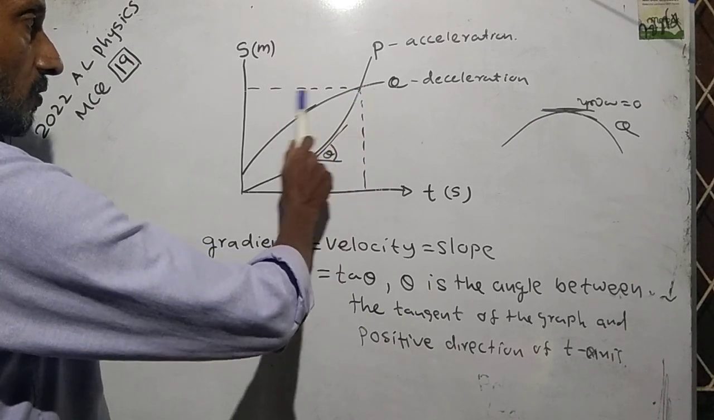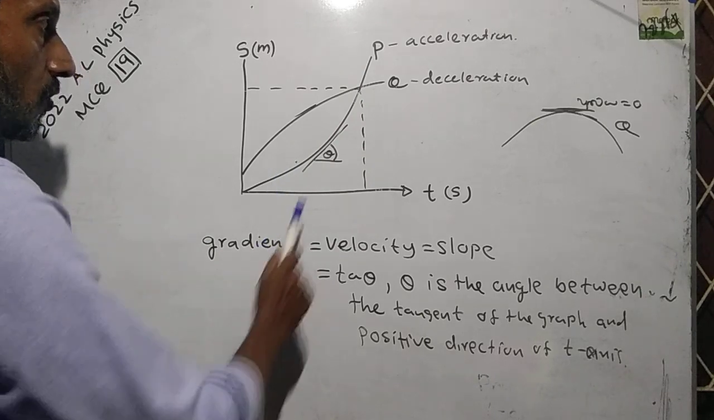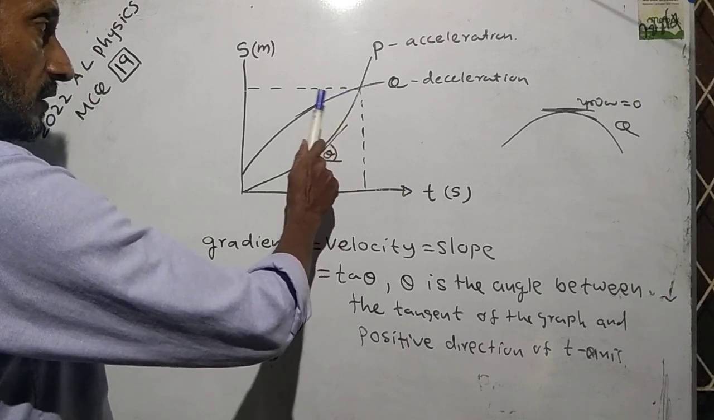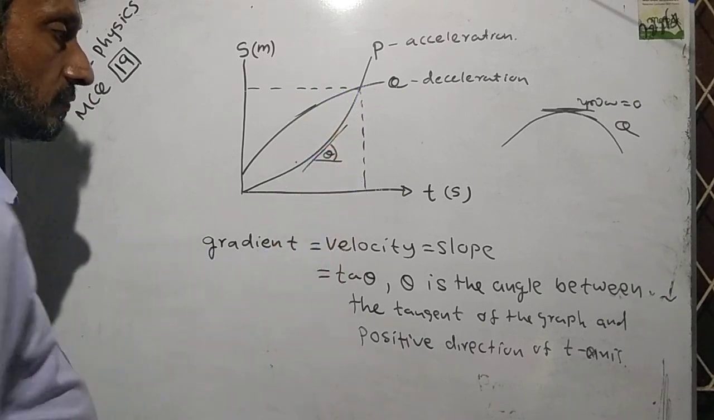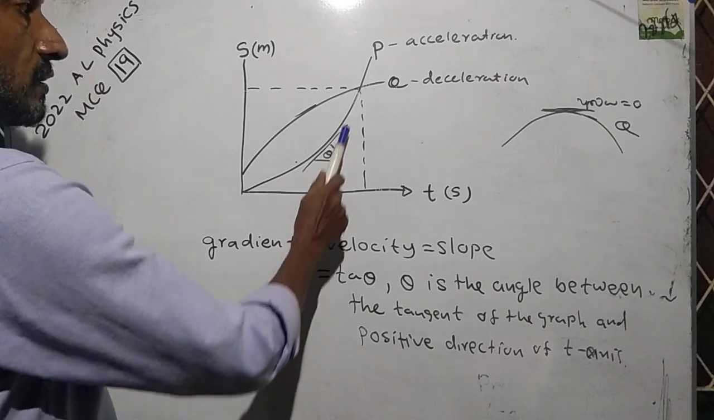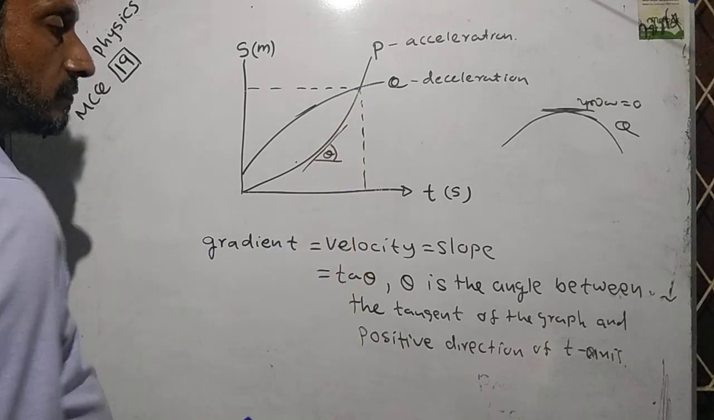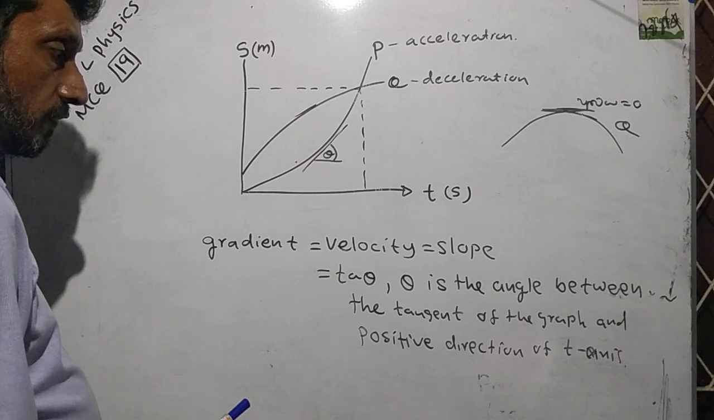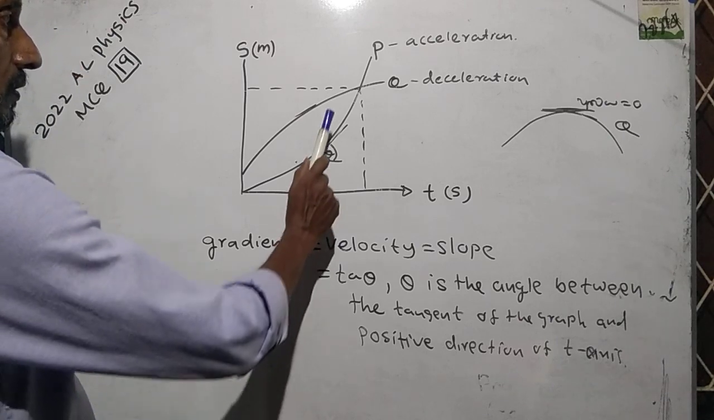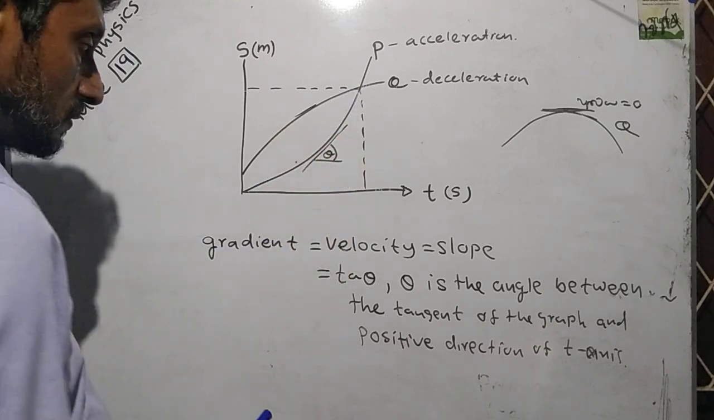If you consider the crossing point of these two graphs, the coordinates are equal. Therefore, it has the same displacement and the same time. When we consider the crossing point, both graphs have the same displacement and the same time. Therefore, the crossing point represents the displacement-equal point, not velocity.